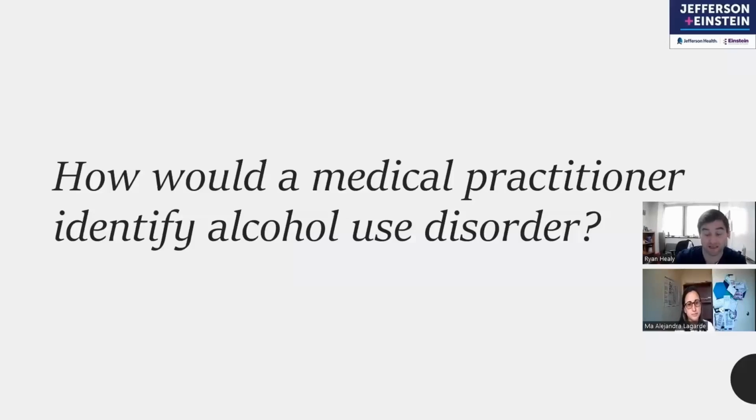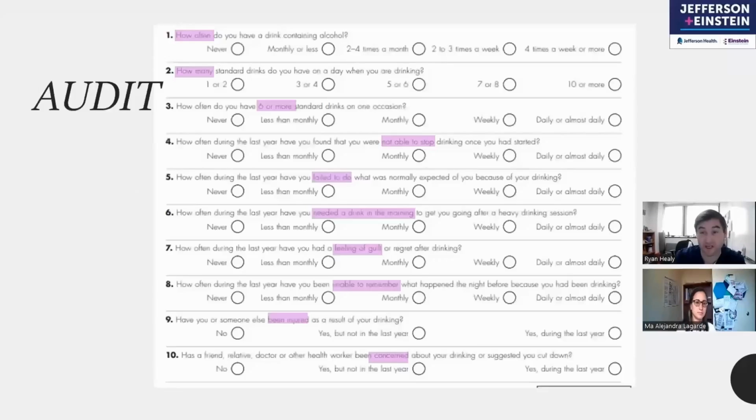And as you'll see on the next slide, there's the whole questionnaire of how often do you drink? Do you have drinks containing alcohol? How many standard drinks? And these are scored daily, weekly, or monthly. And so the higher the score, obviously, the more indication of an alcohol use disorder.